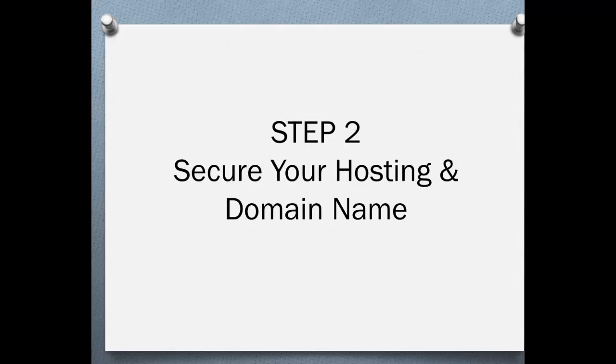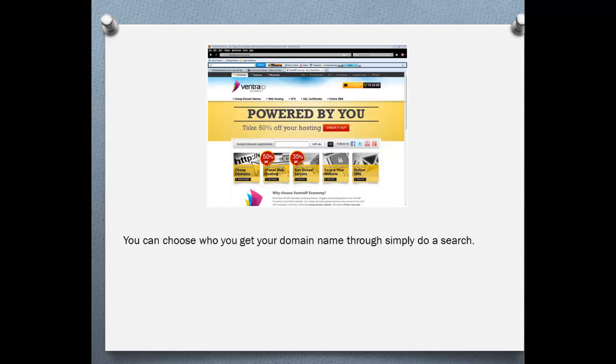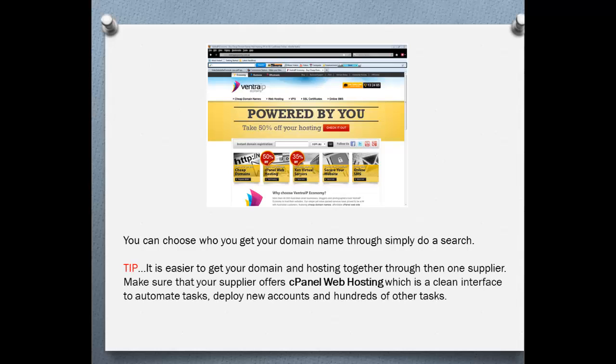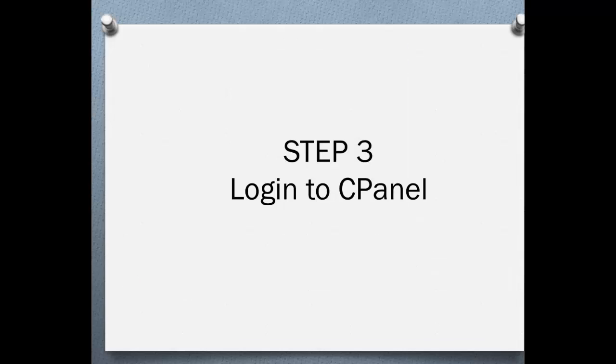Once you've decided on your domain name, you need to secure your hosting and your domain name. So you can choose where you get your domain name through simply doing a search online. It doesn't matter who you choose, but I do recommend that you get your domain and hosting together with one supplier. And make sure your supplier offers cPanel web hosting, such as this one here. What I do there is click on the web hosting, and when you go in to purchase it, it also offers you the option to buy your domain name at the same time. The reason why I recommend cPanel is it is just so easy to use.